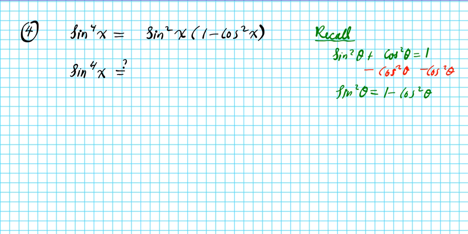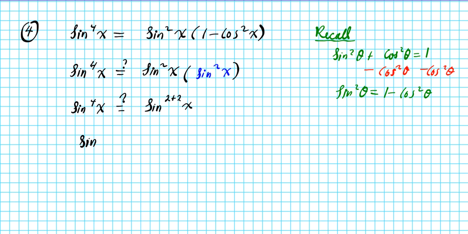Is it equal to sine square x times, replace this difference of squares with sine square x? Is it the same? Sine to the fourth x, using the product of powers property of exponents, we can multiply these two. We have sine to the 2 plus 2. When you're multiplying powers, you add the exponents, right? Powers with the same base, the product is basically the sum of the exponents.